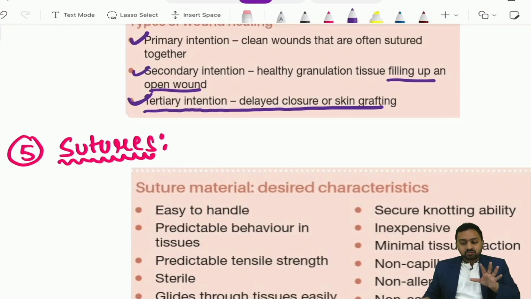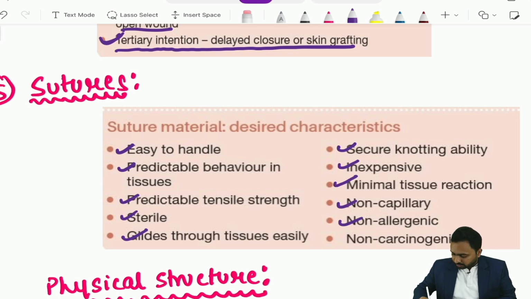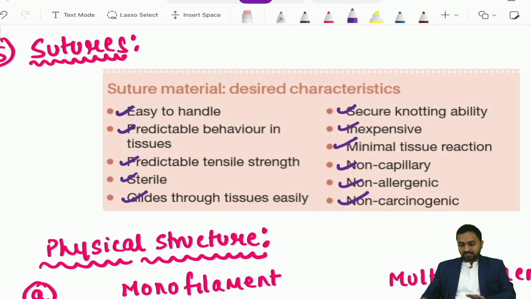Now regarding the sutures that are used, the desired characteristics of a suture material: it should be easy to handle, predictable behavior in tissues, predictable tensile strength, sterile, glide through tissues easily, secure knotting ability, inexpensive, minimal tissue reaction, non-capillary, non-allergic, and non-carcinogenic.